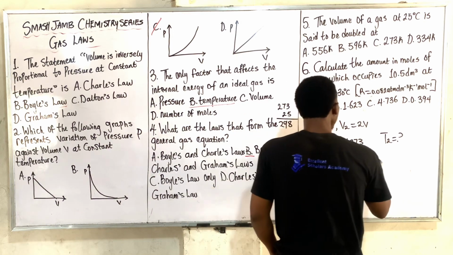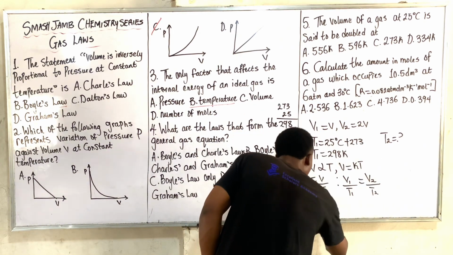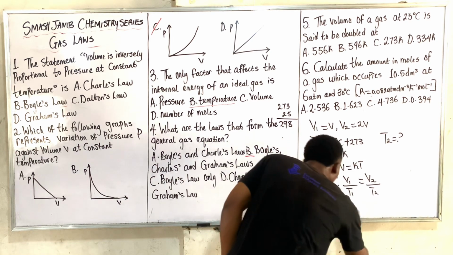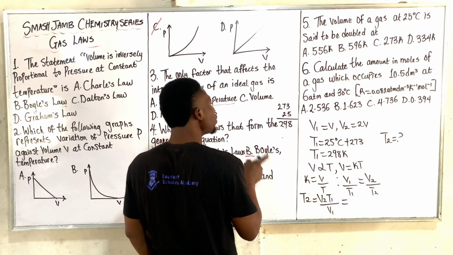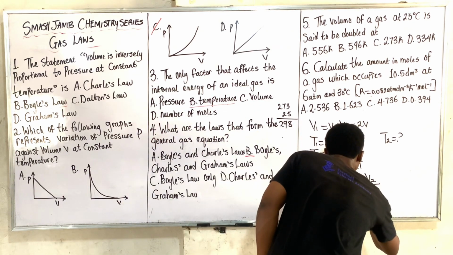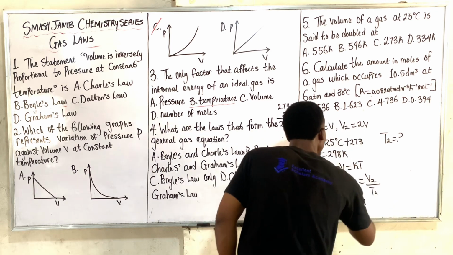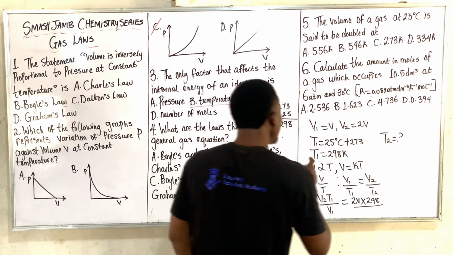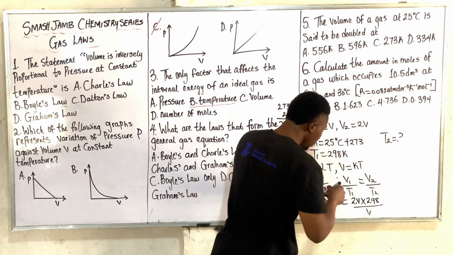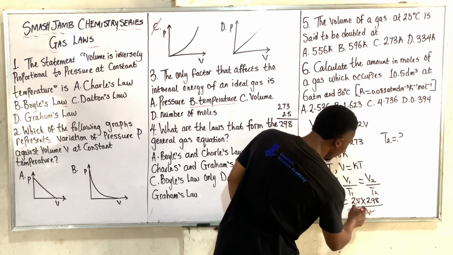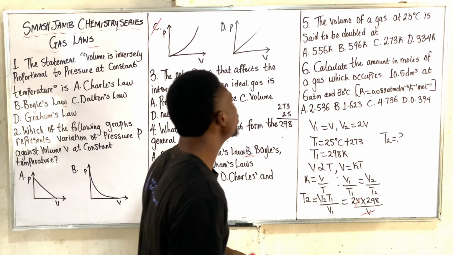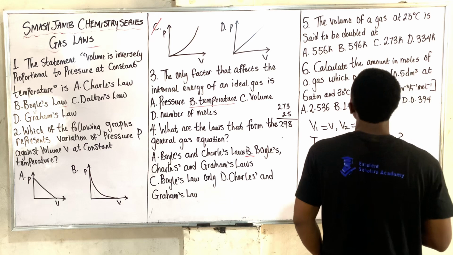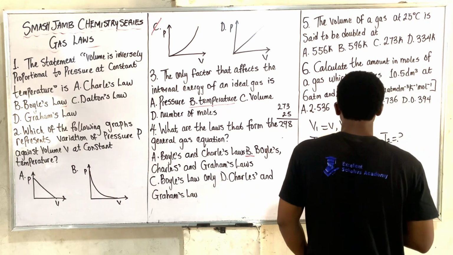So we're going to apply this formula to solve this. We're looking for T2, right? If we make T2 the subject of the formula, T2 is going to be equal to V2 T1 over V1. Your V2 is 2V multiplied by your T1, which is 298, over your V1, which is given as V. Watch out, V takes away V here, so you're left with 2 times 298. So 2 times 298 is going to give us 596.